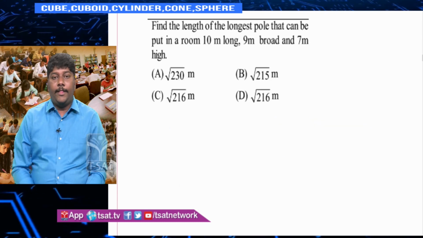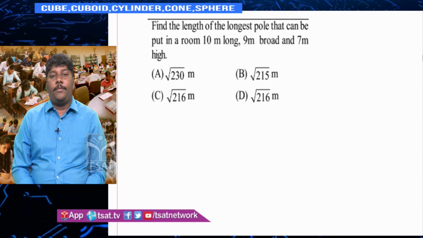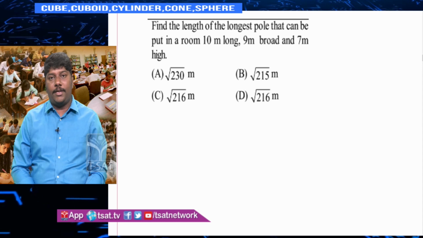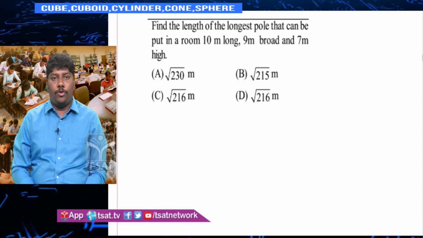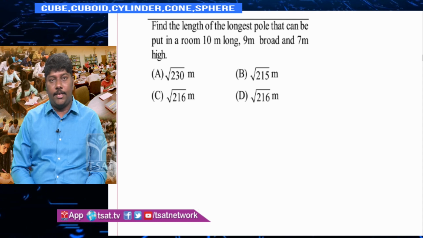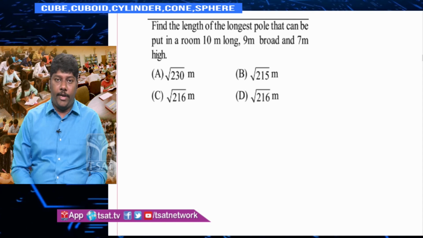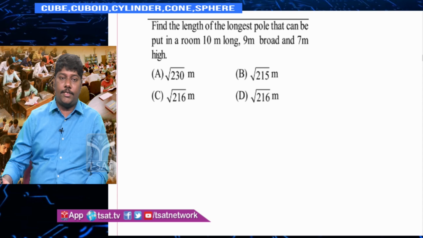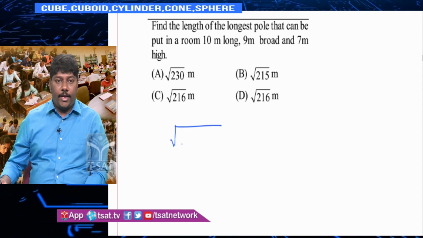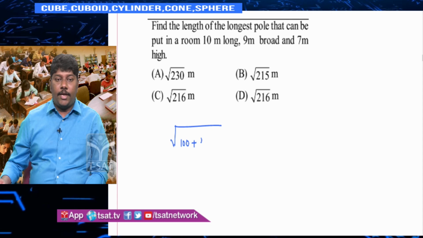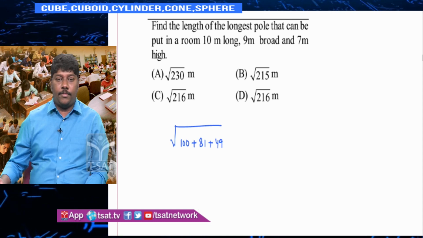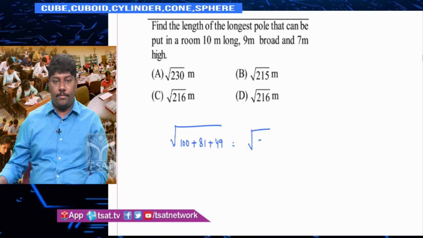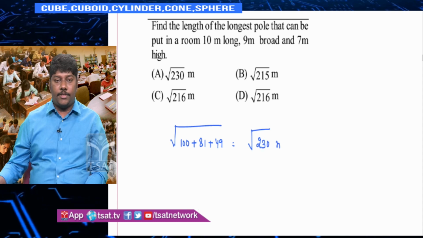See here, find the length of the longest pole that can be put in a room of 10 meters long, 9 meters broad and 7 meters high. Here they are giving you length, breadth and height of the cuboid. Instead of saying cuboid, he said room, and longest length is nothing but the diagonal of the cuboid. We all know that the diagonal of the cuboid is under root of L square plus B square plus H square. All you have to do is just under root of L square is 10 square, that is 100, 9 square is 81 plus 49. 81 plus 49 is 130 plus 100 is 230. So it is root of 230 meters.